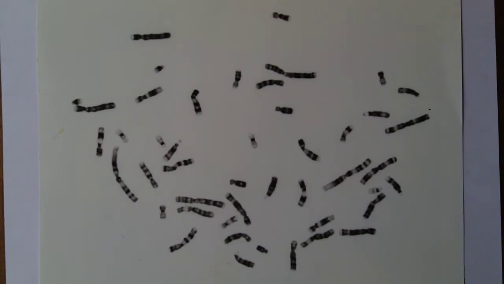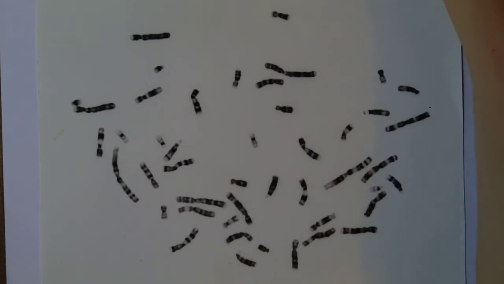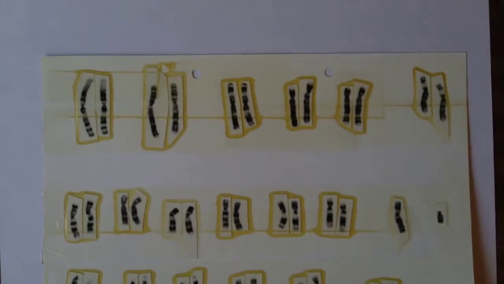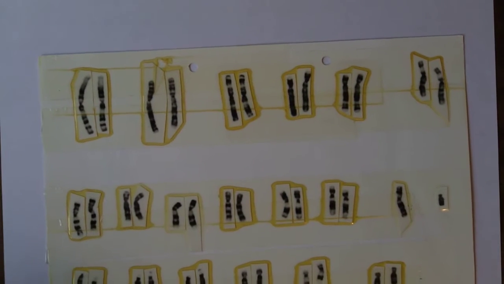Now here we see the 46 chromosomes that make up the human karyotype, carrying all of the genetic information. These 46 chromosomes are actually in 23 pairs. And we can see that if we cut them out, they are in fact in homologous pairs. The 46 chromosomes are made up of 23 pairs.